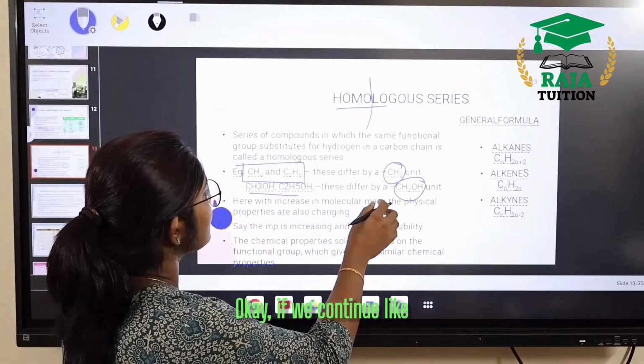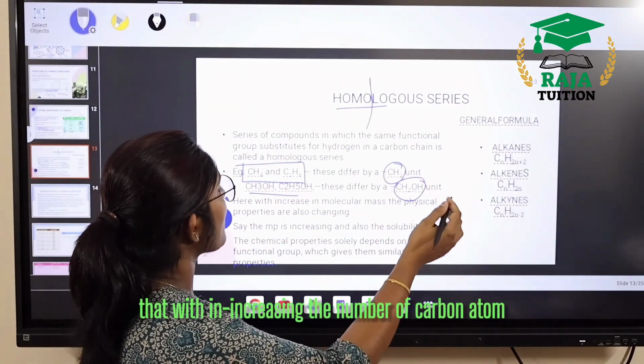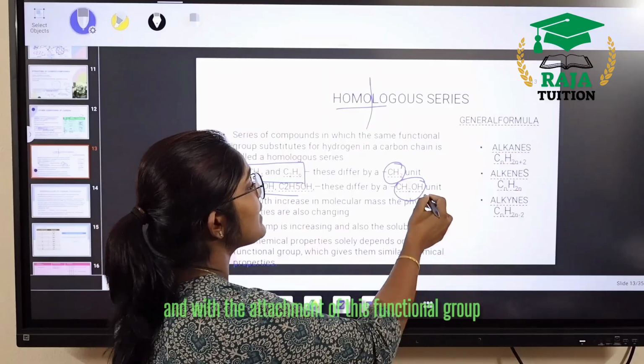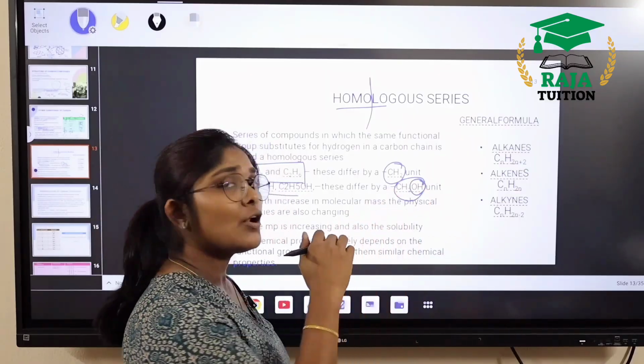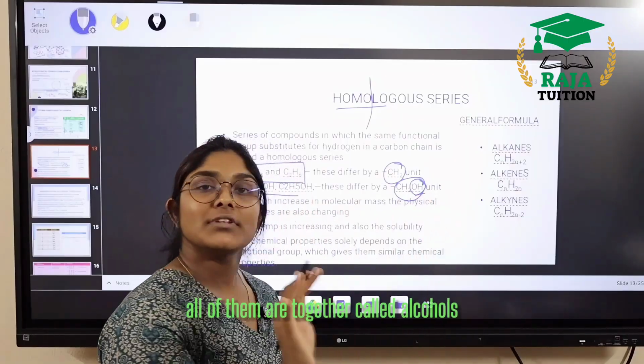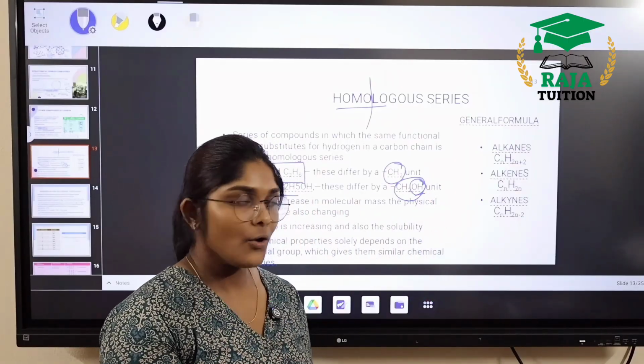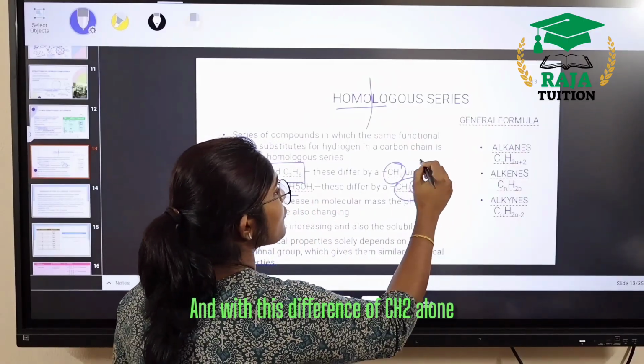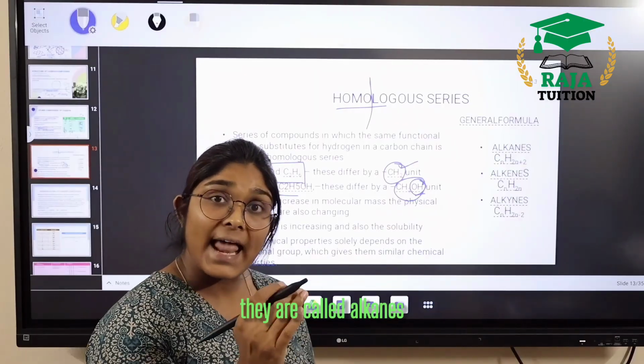If we continue like that, increasing the number of carbon atoms and hydrogen atoms with the attachment of these functional groups, they will all have the same property. With this group in them, all of them are together called alcohols. And with this difference of CH2 alone, they are called alkanes.